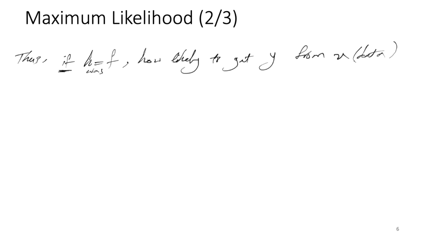As an example, if we assume H was F, so our hypothesis was actually the one that we found to be true, how likely is it to get Y, the true label, from our X data, right? I'll let you think about it for 10 seconds to see the flow here. We are going backward now in likelihood. If you assume our hypothesis was F, how likely is it to get the true label of the data from our data? It's the other way around now.